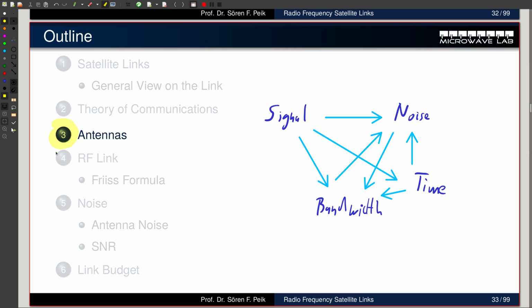First, we have to understand how these antennas and the RF links work. Then, as I said, you have to understand noise. And then when everything comes together, from the antennas and the RF link, you know the signal. From the noise chapter, you know the noise, and the bandwidth is given usually. Then you can find the optimal solution for transmitting a signal in the so-called link budget. Our final goal for next week.